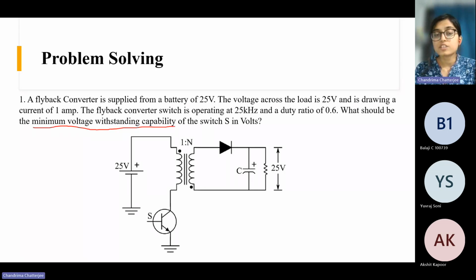So these calculations are necessary because when you design an actual circuit, you need to select some device. There you need to select the maximum voltage rating, the voltage withstanding rating, and the current rating. That's why you need to calculate all these things, so that you can select the proper device with proper ratings.